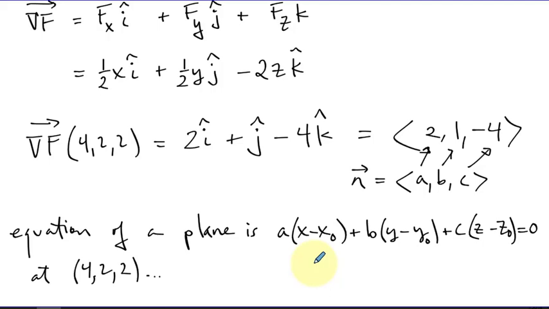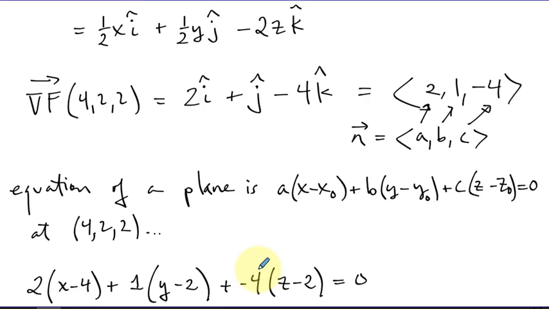It's all the vectors who have terminal point x, y, z from the initial point x naught, y naught, z naught that are perpendicular to the normal vector n. Voila. Okay, so moving on.